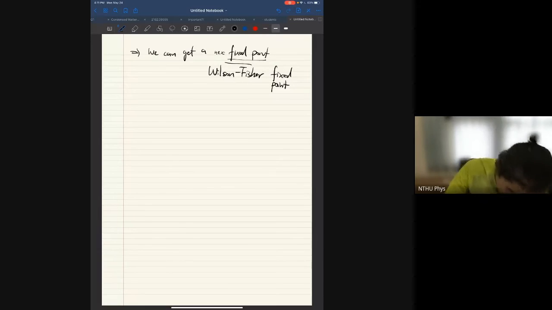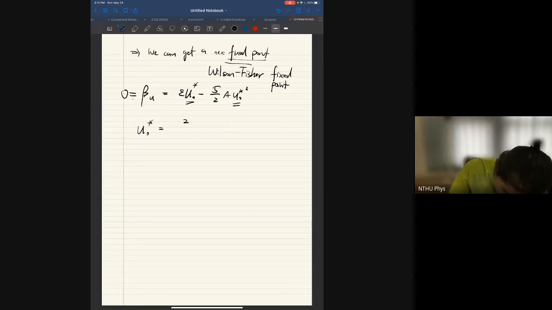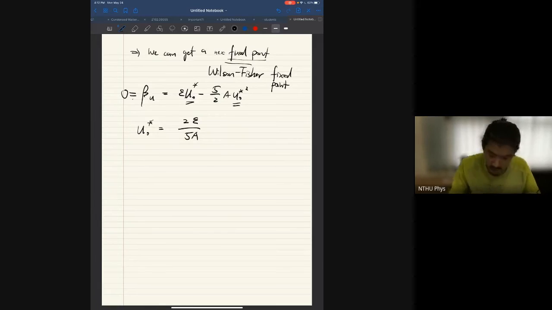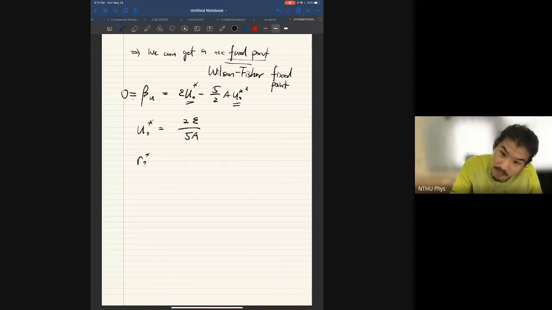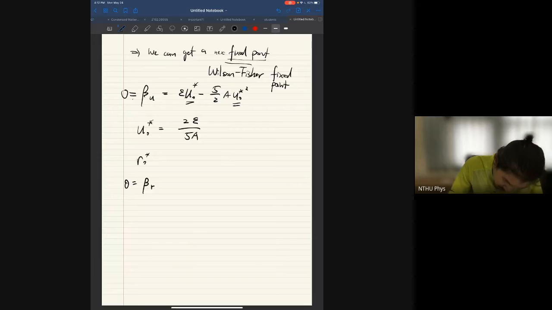We can solve it by taking beta u goes to 0, so we equate epsilon u naught minus 5 over 2 u naught squared a with u naught star squared, right? So this is the fixed point. We immediately solve that this fixed point is 2 epsilon over 5a. And then we also need to know r naught star. How do we obtain it? Also from the beta function. This is beta r, which we know is 2 r naught plus u naught a divided by 1 plus r naught. So we can just put this u naught star in here and then solve for r naught.